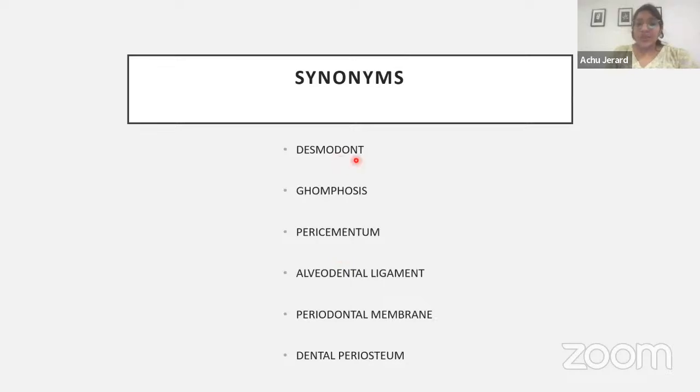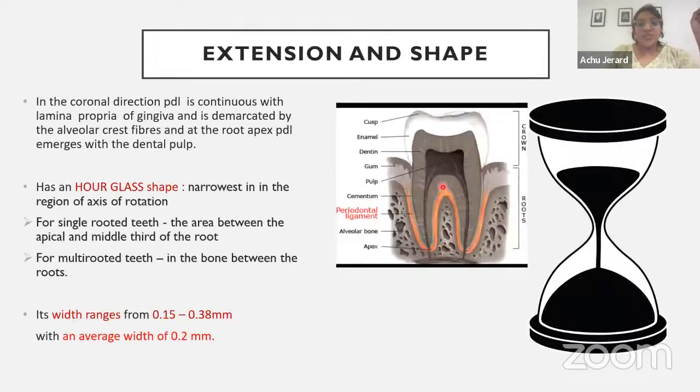So these are the various other synonyms used for periodontal ligament: desmodon, gomphosis, pericementum, alveolo-dental ligament, and all that. Regarding the extension and shape, we have already said that superiorly it is continuous with the connective tissue, or the lamina propria of the gingiva. The lamina propria is another name for the connective tissue.